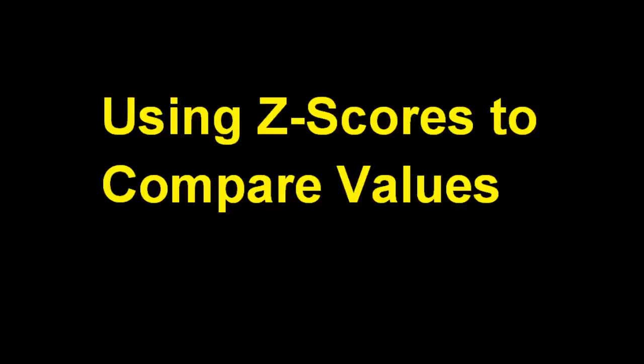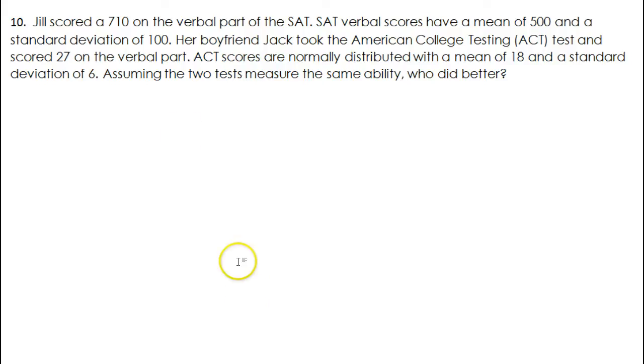In this video, we will be using z-scores to compare values. Jill scored a 710 on the verbal part of the SAT. The SAT verbal scores have a mean of 500 and a standard deviation of 100.